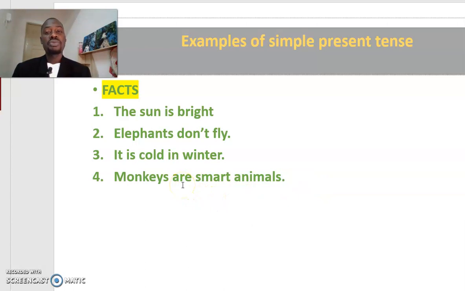So we use the verb are to talk about monkeys. The reason why we use are is because monkeys here is plural, so we added s, right? The s here shows the plural of monkeys.